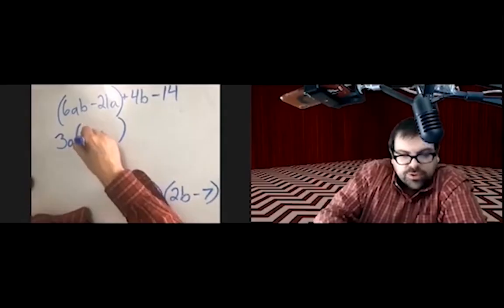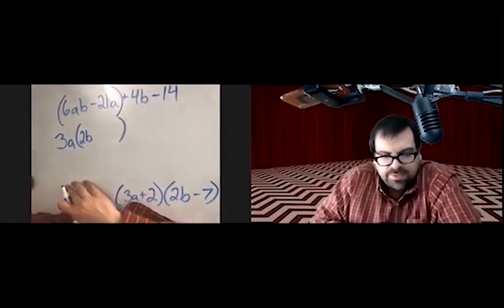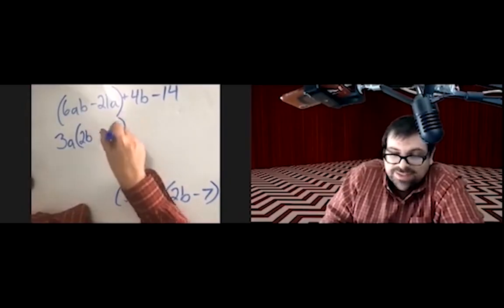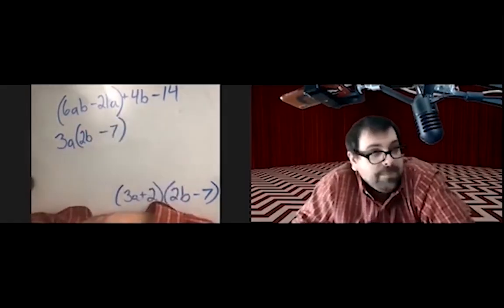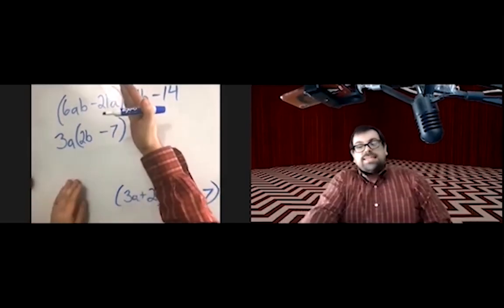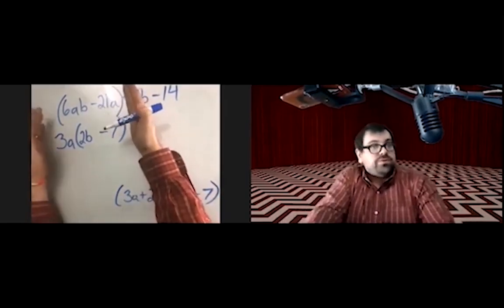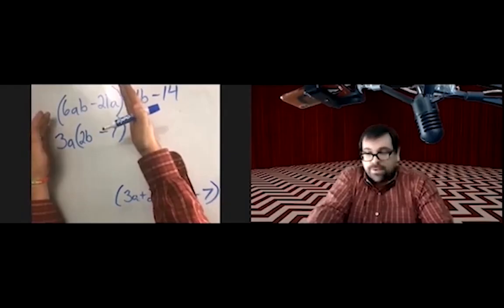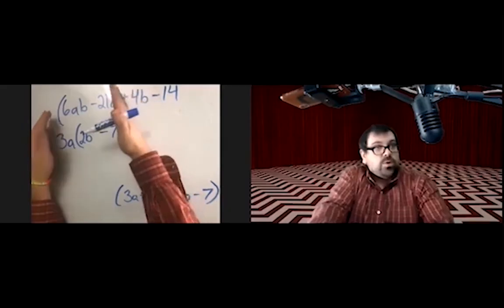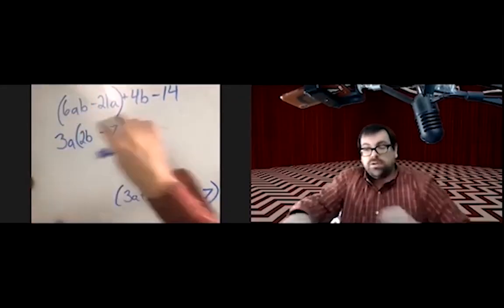3a times 2b would be 6ab. 3a times negative 7 would be negative 21a. Now, that's the beginning of factoring by grouping. Group the first 2 terms, ignore the rest, factor your greatest common factor out of just those 2 terms. Now we're going to ignore this part and we're going to come over here.